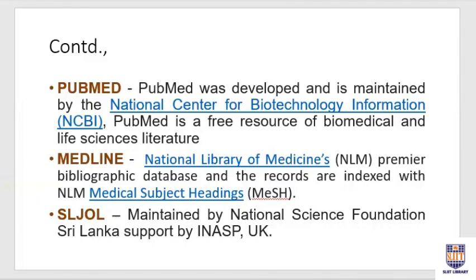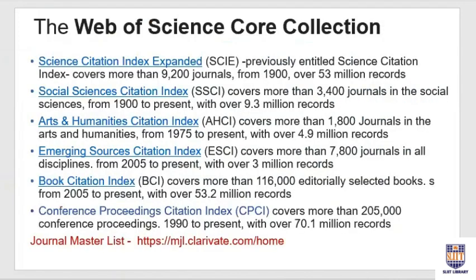And I'm coming to the Web of Science collections. These are the main collections you can understand. If you are from the science field, the Science Citation Index Expanded is there. If you are from the social science field, there is the Social Sciences Citation Index. Then the Arts and Humanities Citation Index is also there. And then the Emerging Sources Citation Index, which is multidisciplinary. You can see that also.